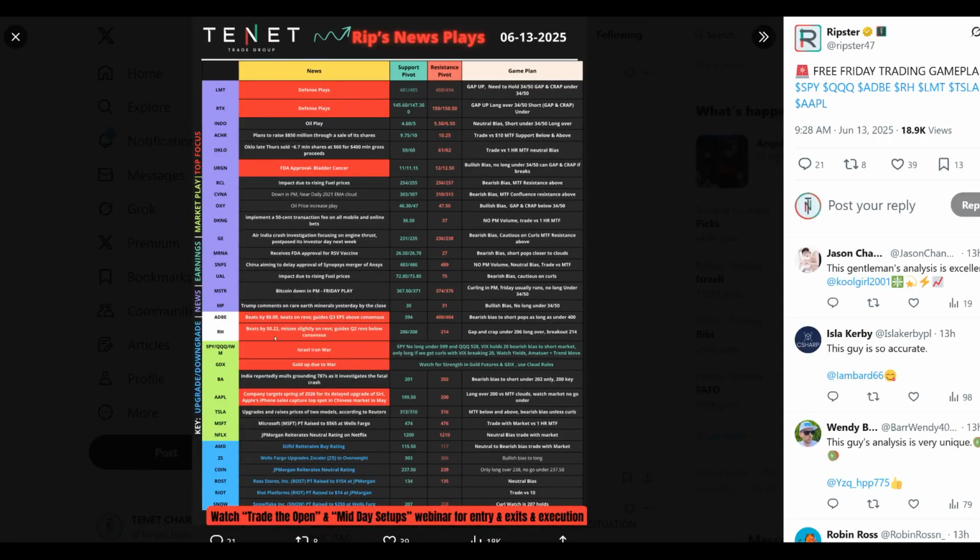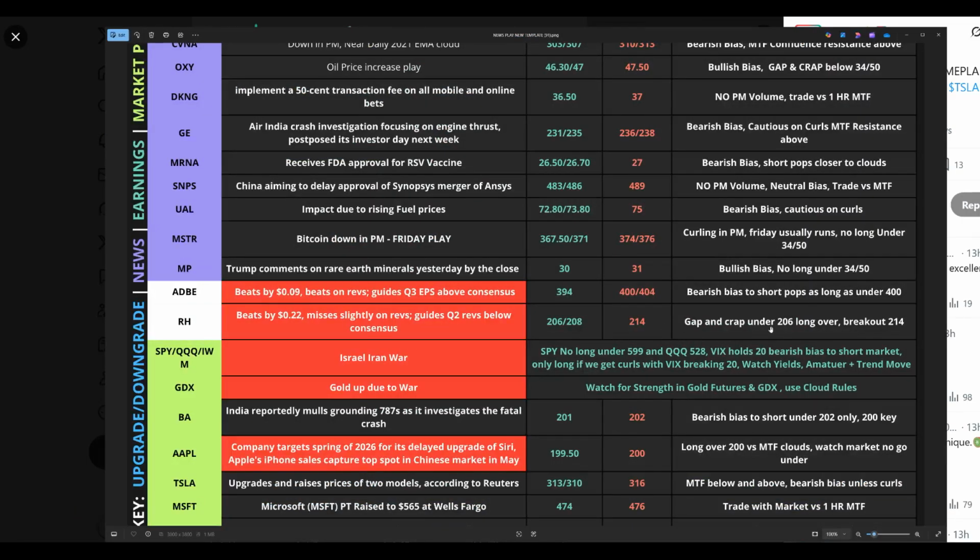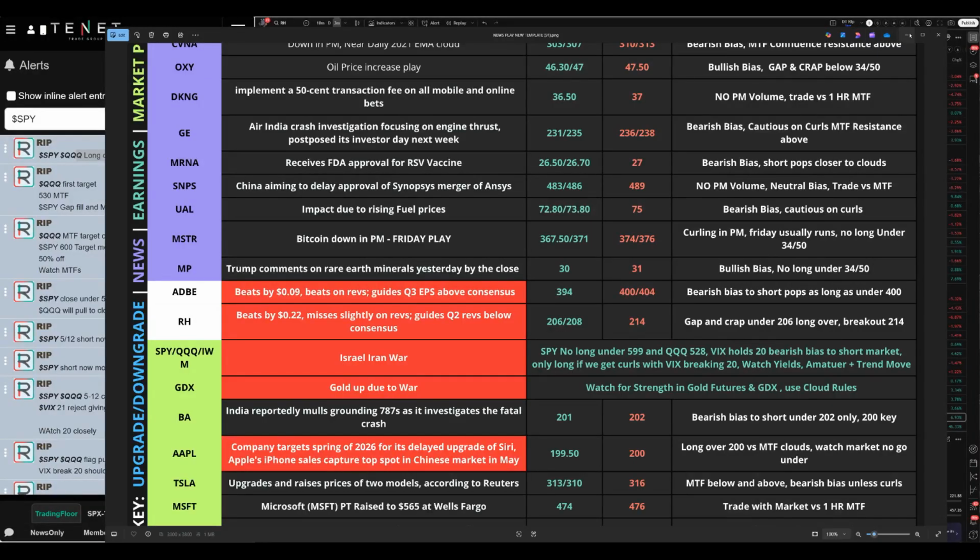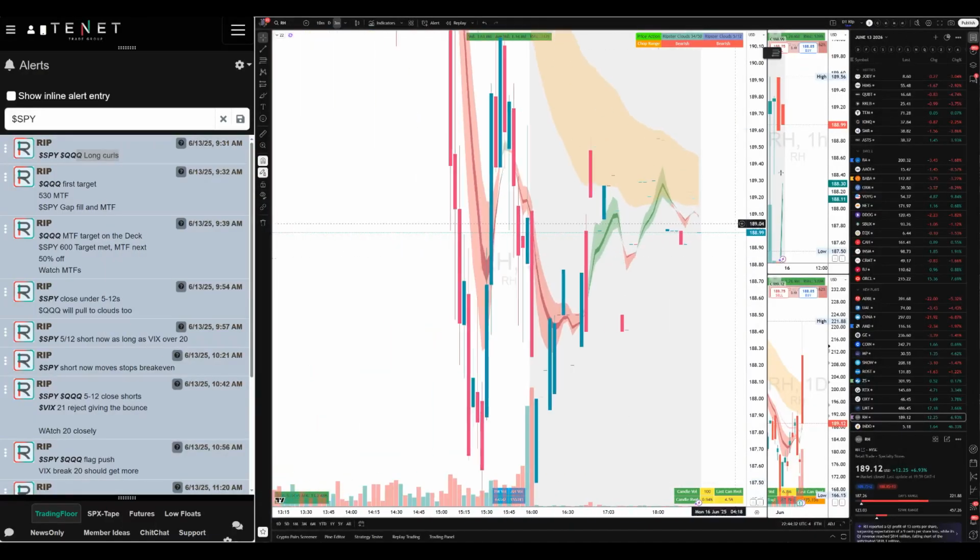If you see that carefully, the plan on Restoration Hardware here, if you don't see that, let me show you. Restoration Hardware: gap and crap under 206, long over it, breakout over 214. Carefully look at the pre-market plan, and let's see what happened here.